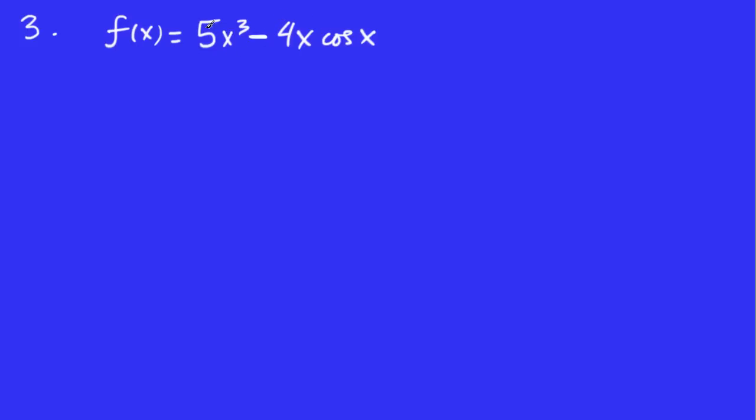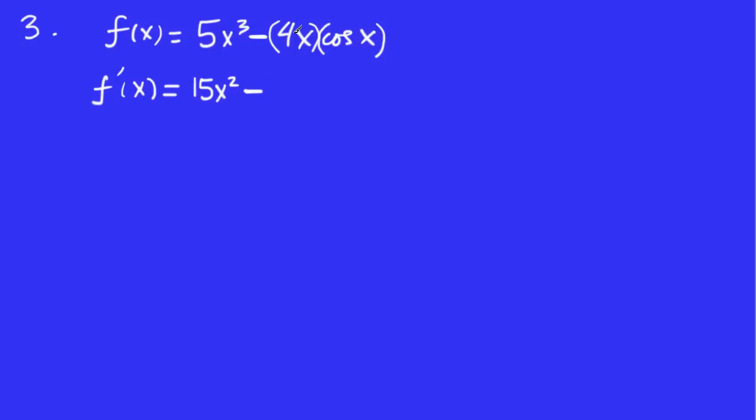First of all, this 5x cubed, it's really easy to do the derivative of that. Over here, though, we do have a product. We have x times cos x. Why don't we think of this as a product by putting brackets here and here, okay? So that's a product, right? 4x times cos x. The first factor is 4x. The second factor is cos x. So let's try to do the derivative. The derivative of 5x cubed, that's easy. 3 times 5 is 15, and then x to the power of 2.